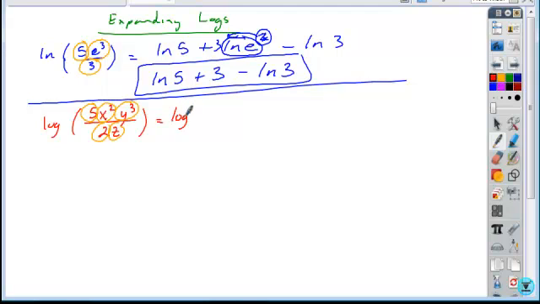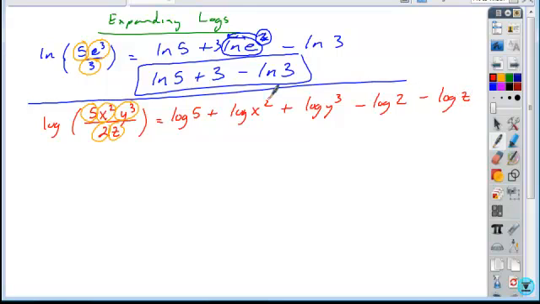So if we rewrite, our log has an unwritten base of 10, so it's a common log. All our factors in the numerator will be written with positive signs, so log 5 plus log x squared plus log y cubed. And then the factors in the denominator are all going to have negatives in front, so a minus log 2 and a minus log z.